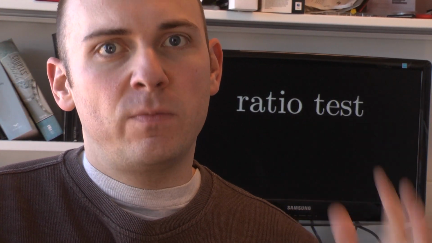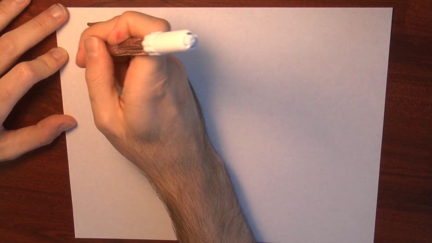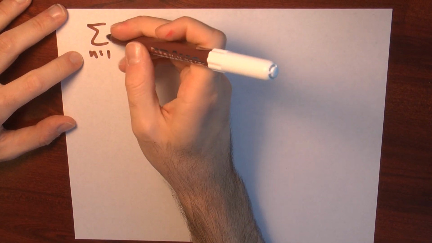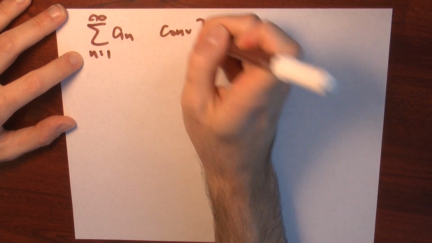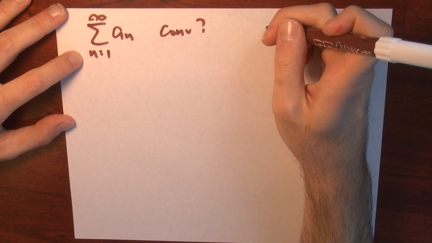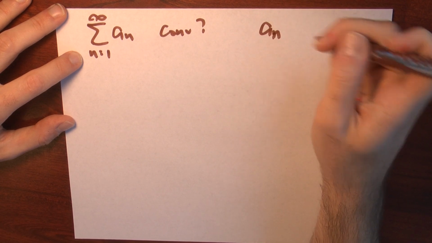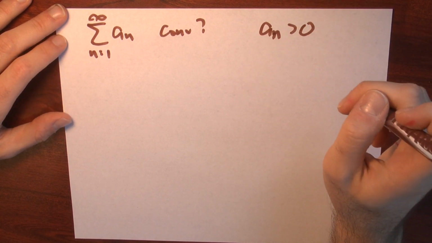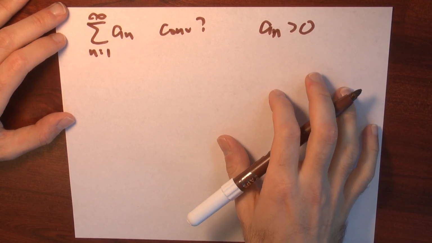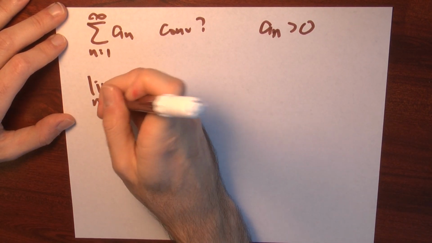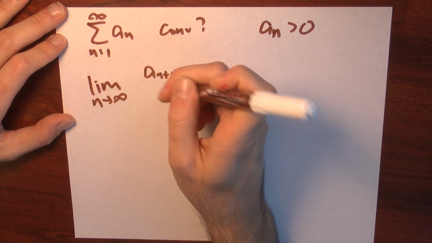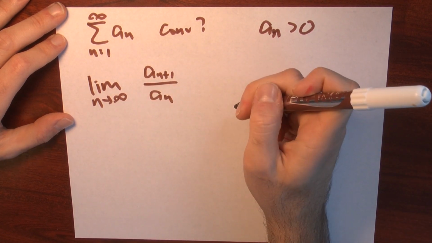This is a specific case of a very general procedure. I'm studying the convergence of some series, the sum n goes from 1 to infinity of a sub n. Right? I want to know if that converges or diverges. And let's suppose that all the terms in the sequence a sub n are positive. Well, what I'm suggesting that we should try to do is to look at the limit as n approaches infinity of a sub n plus 1 over a sub n.